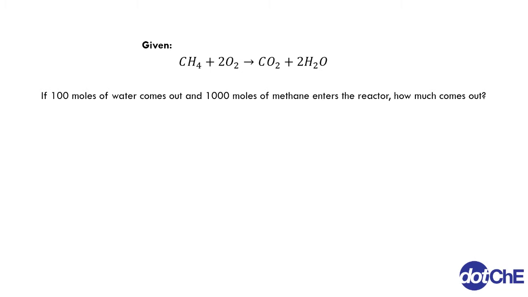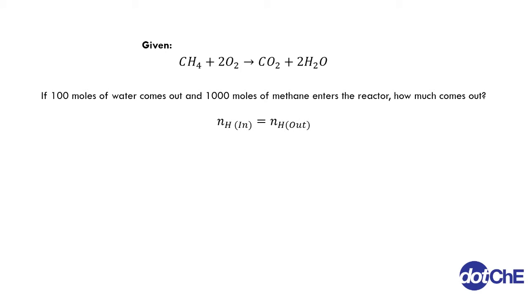Now, let's consider the combustion of methane. If 100 moles of water comes out and 1000 moles of methane enters the reactor, how much methane comes out? First, we analyze which element is present in both. If you answered hydrogen, you are correct. Now we know that hydrogen is constant on both sides.